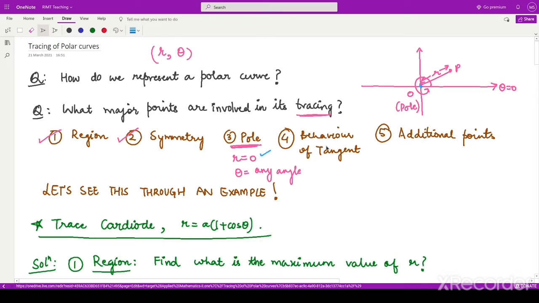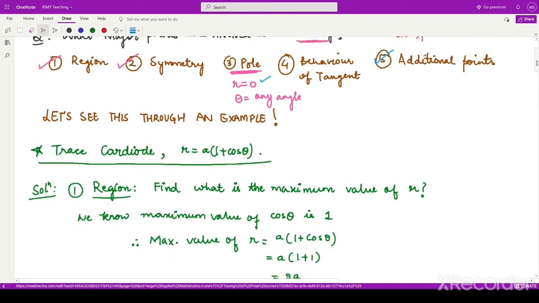Next is the behavior of the tangent, and then we'll draw some additional points, and with all this information we will draw our polar curve. So let us get started with our example.